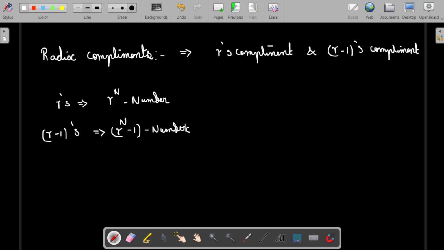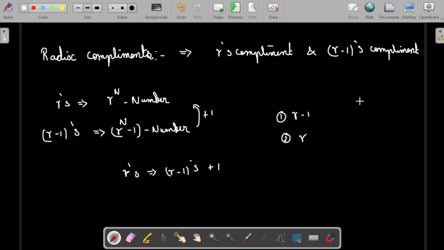Even if we add 1 to this R minus 1's complement, we will get R's complement. So that is another important thing: R's complement can also be obtained from R minus 1's complement plus 1. We usually follow this order. First we find R minus 1's complement and only then we find R's complement, because if we go directly to R's complement, there will be chances of overflow. I will let you know how that happens.